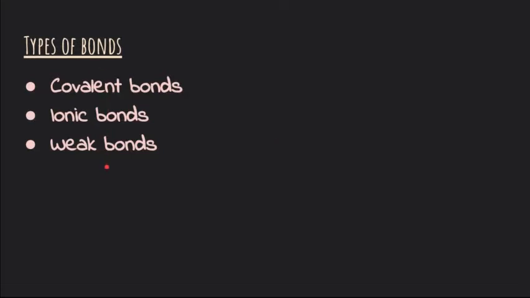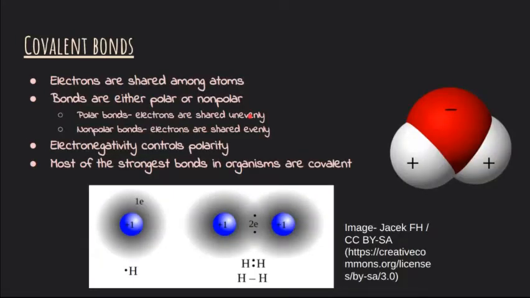weak chemical bonds. As a side note, you do kind of have to remember that ionic bonds are considered a weak chemical bond, but for the purpose of this lesson, I'm going to be talking about them separately. So covalent bonds are formed when electrons are shared evenly among atoms. These bonds can be either polar or nonpolar.